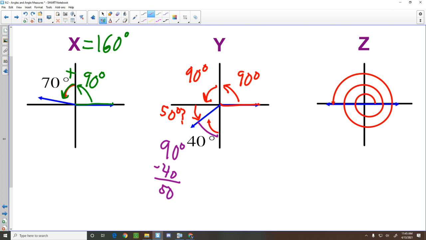And so there, I've got my three counterclockwise measurements. I went up 90 degrees, then another 90 degrees down to the negative x-axis, and then from right here, I went an additional 50 degrees. We can just add up those three numbers: 90 plus 90 plus 50. Well, 90 and 90 is 180. 180 plus 50 is 230 degrees.